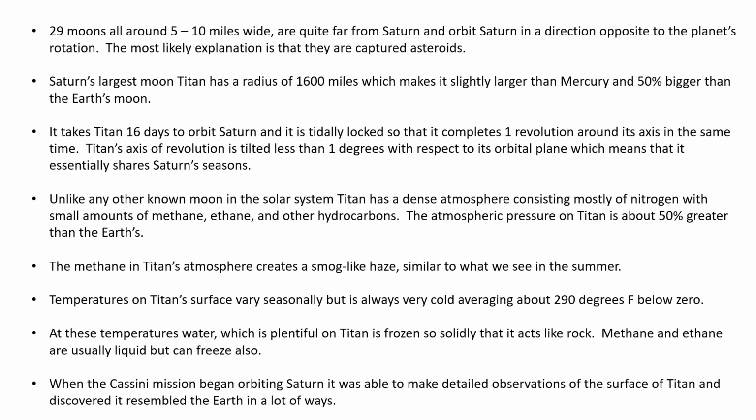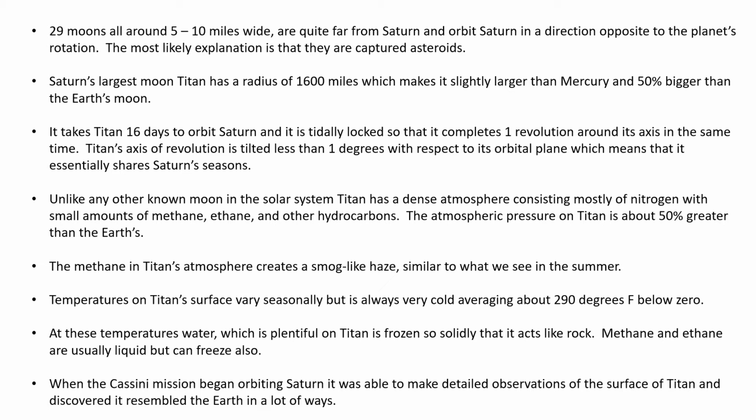There are 29 moons that are about 5 to 10 miles wide each that are very far out from Saturn, and they also orbit Saturn in a direction opposite to the planet's rotation, unlike most of the moons, which orbit in the same direction as Saturn's rotation. So the most likely explanation for this is that these moons are actually captured asteroids that came too close to Saturn and got captured by its gravity.